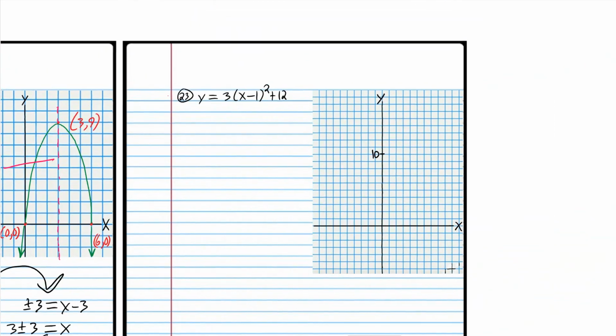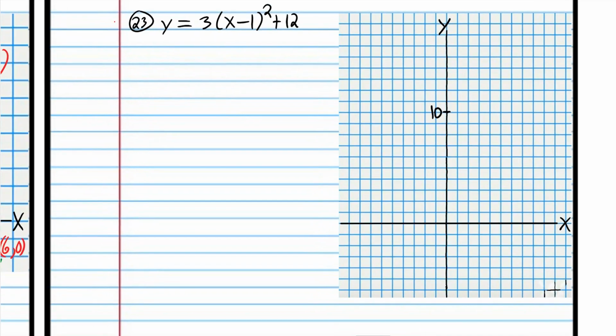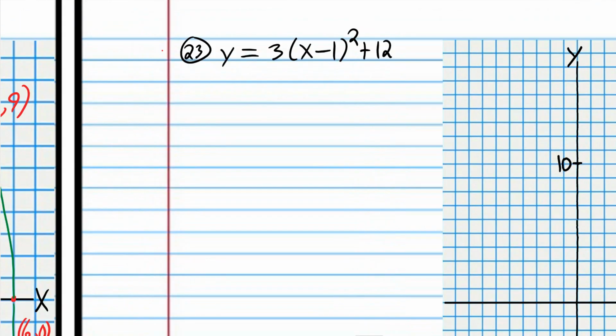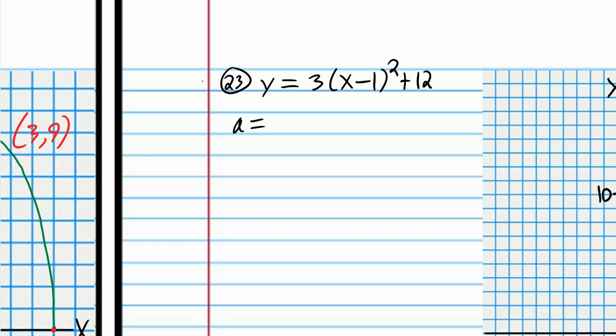Okay, now we're going to do a problem where the graph does not have any x-intercepts. So let's label the constants first because we still have a vertex form.